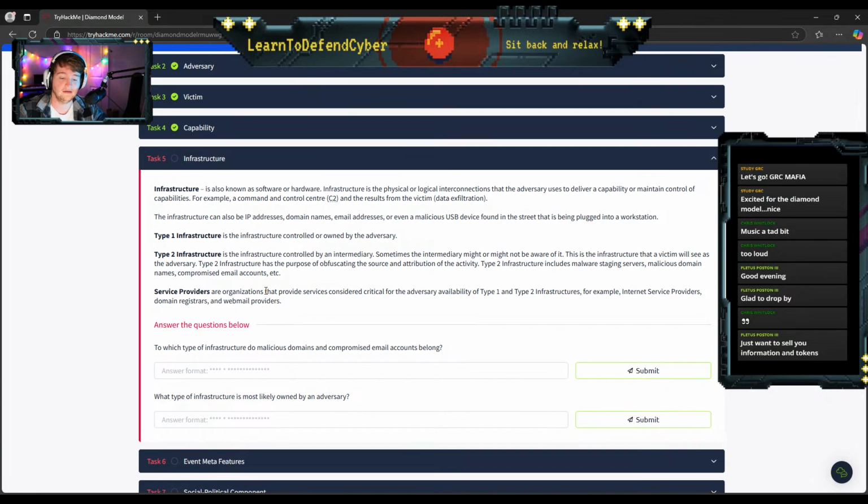Service providers are organizations that provide services considered critical for adversary ability. For example, internet service providers, domain registrars, webmail providers, so Gmail, and your ISPs, like I guess Comcast, to throw out one that people may know. And then domain registrars, you have like GoDaddy and all that stuff. So those are all your service providers.